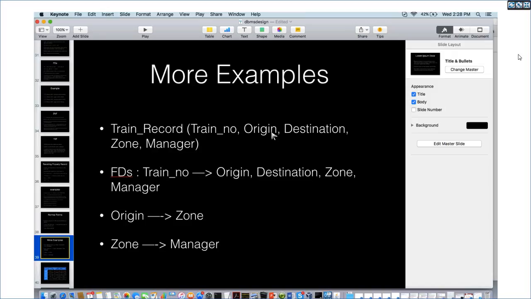Where the train is originating also determines the zone. For example, this train originates from Visakhapatnam, then the zone is South Central. The zone also determines its manager, because each zone has a manager. Given a zone, this determines the manager. Now, given this, can you tell me which normal form this relation is in?